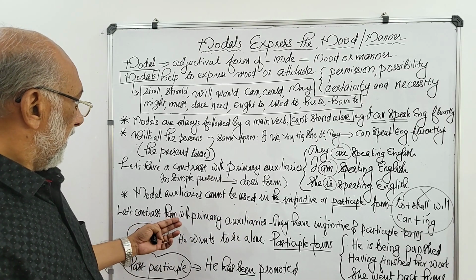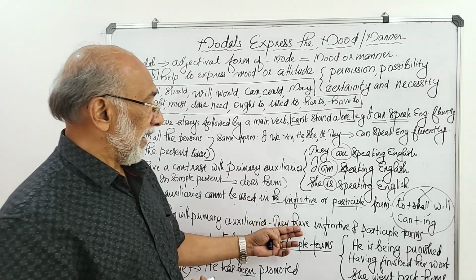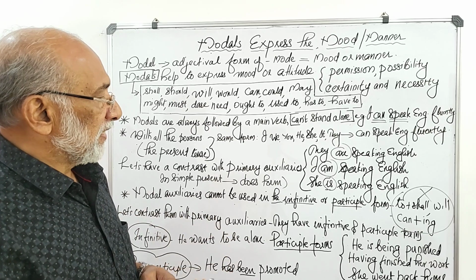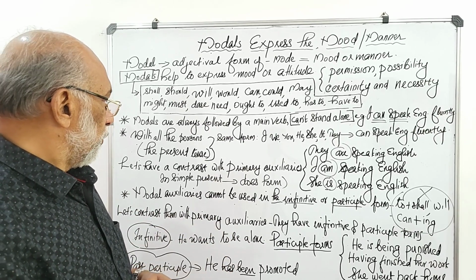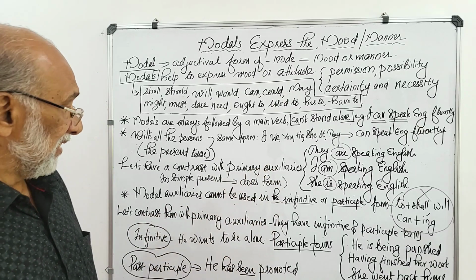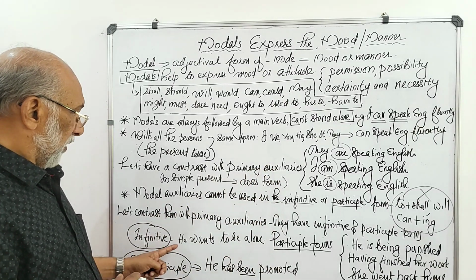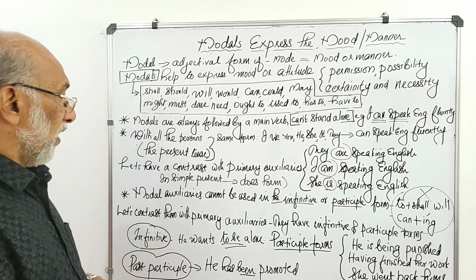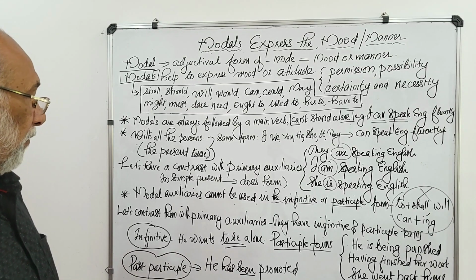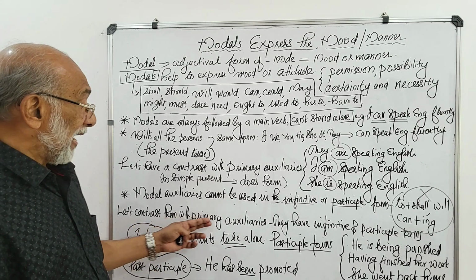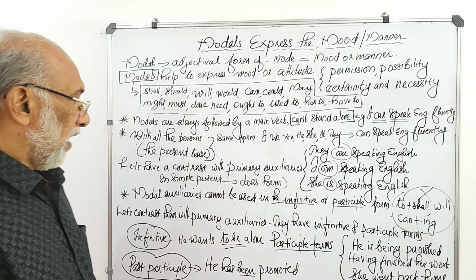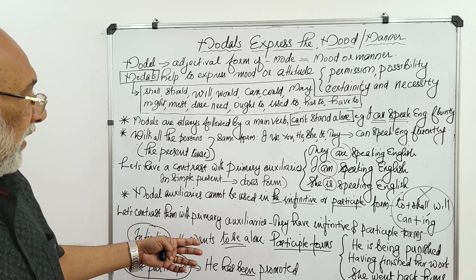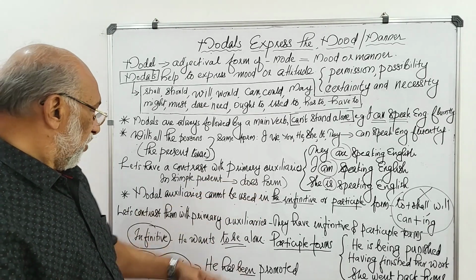Let's contrast them with primary auxiliaries. They have infinitive and participle forms. Both infinitive and participle forms are used with primary auxiliaries. Let's see the examples. Infinitive: He wants to be alone. So that infinitive form is used. What do we contrast? We contrast the primary auxiliaries with the modal auxiliaries.